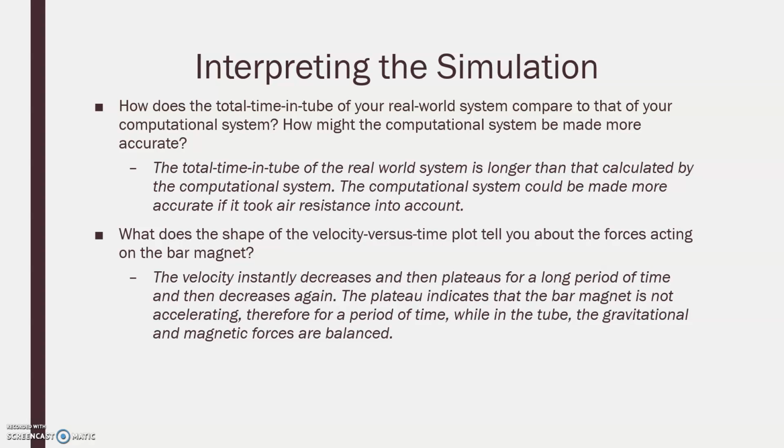The final question asks what the shape of the velocity versus time plot indicates about the forces acting on the bar magnet. The velocity instantly decreases, plateaus for a long period of time, and then decreases again. The plateau indicates that the bar magnet is not accelerating. Therefore, for a period of time, while in the tube, the gravitational and magnetic forces are balanced.